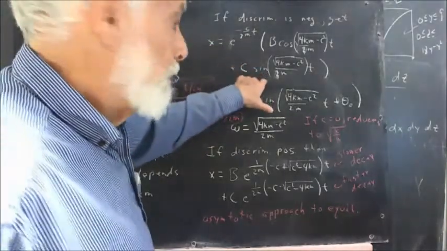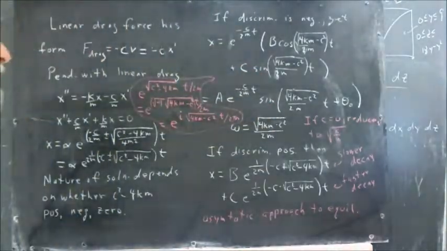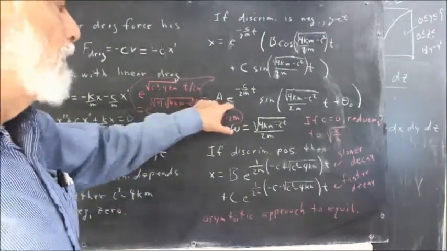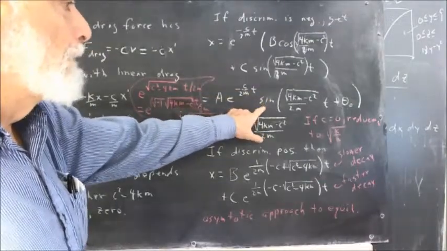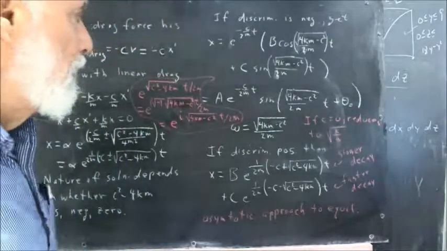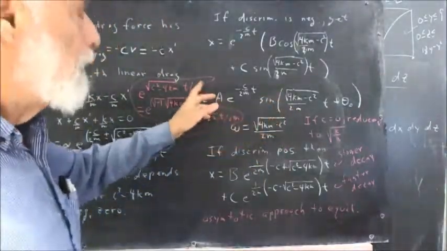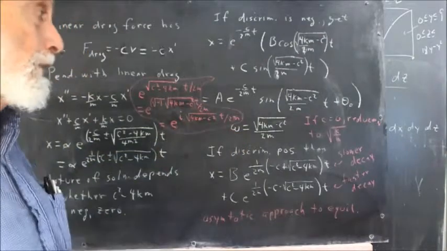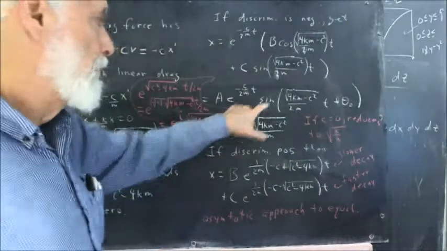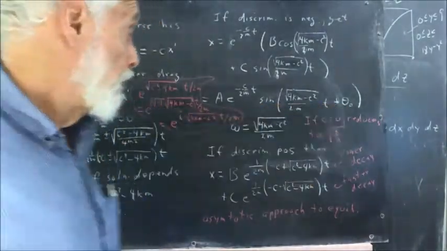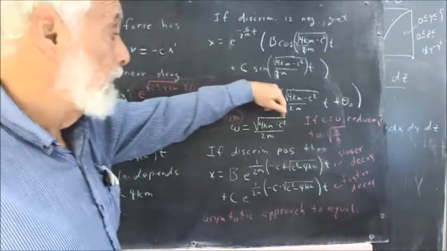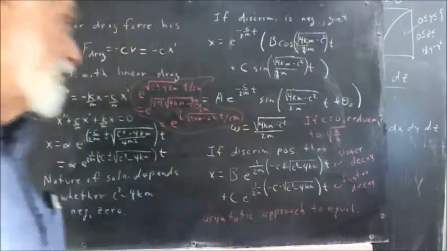Now, x can be expressed in this form, and then we can express this as a e to the negative c over 2m t times the sine of this argument plus theta naught. And what we then have is sort of a harmonic motion. It's not a simple harmonic motion. The sine gives us something like the sine of omega t plus theta naught, but now omega is a little different than it was before. It's the square root of 4km minus c squared divided by 2m.